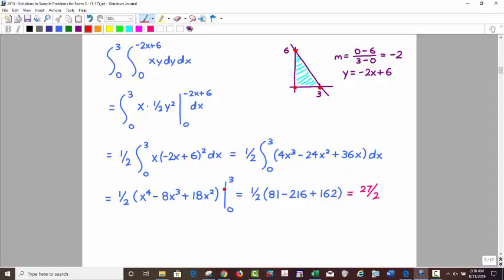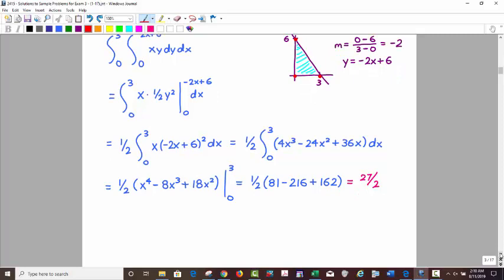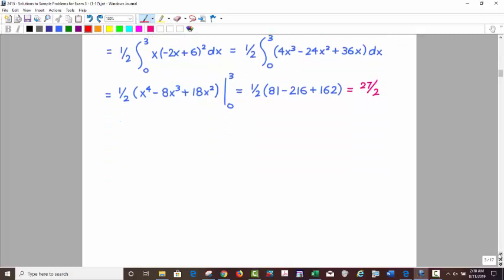And then now you just plug in 3, plug in 0, still with the 1/2 there. 0, of course, will just be 0 in this case. Plug in 3, get your calculator out. I'm not going to go through all the numerical steps there, but I'm sure I've verified this before as a correct answer. And just plug it right in the calculator, and you'll end up with 27 over 2. So there we go.